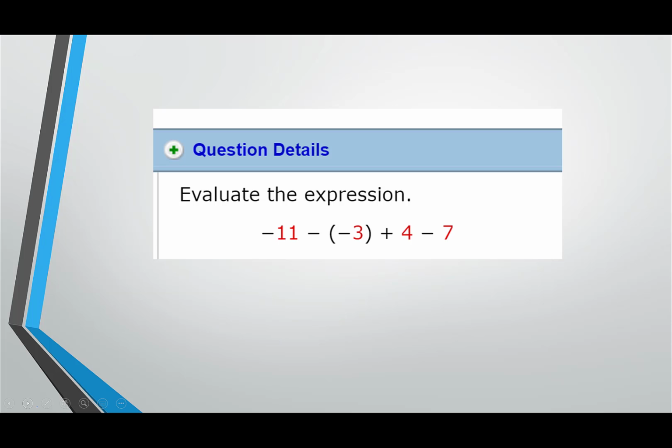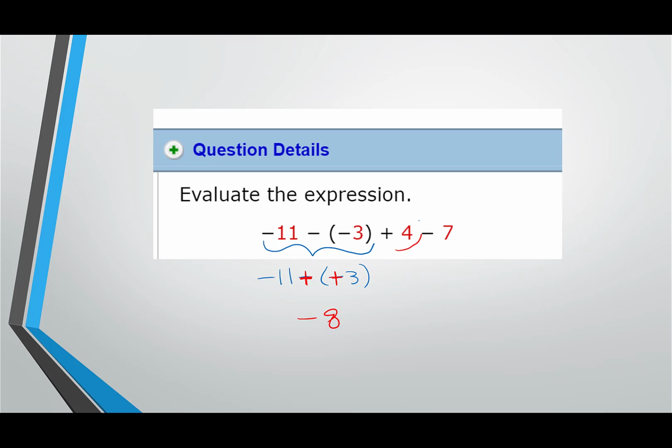Okay, take a look at this last problem. It says evaluate the expression. This is a string of numbers that I want you to be able to reduce down to one number. However, the addition and subtraction rules only work for two numbers at a time. So that's how we're going to solve this problem, just two numbers at a time. We'll first take the problem negative 11 minus negative 3. If we keep negative 11 the same, change the subtraction to addition, and then change the sign of negative 3 to positive 3, negative 11 plus 3 is negative 8.